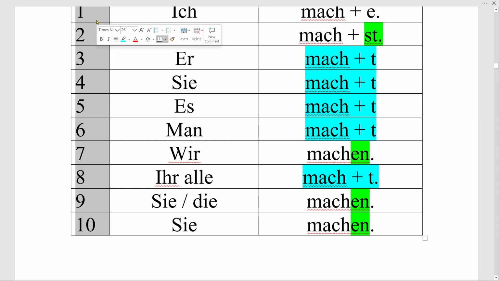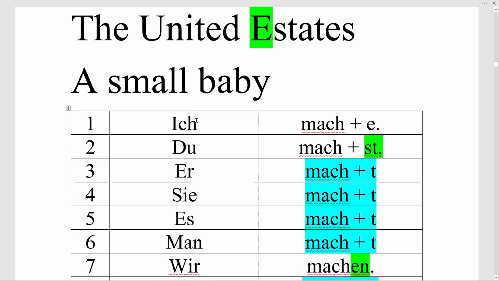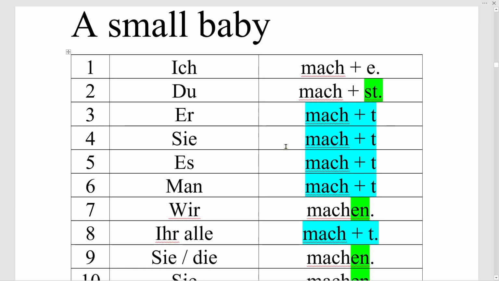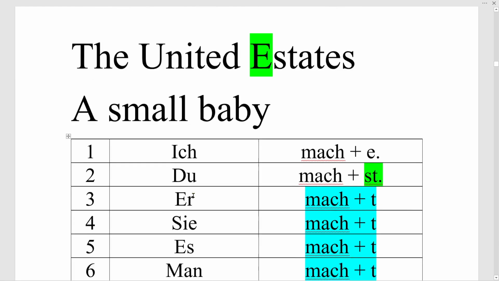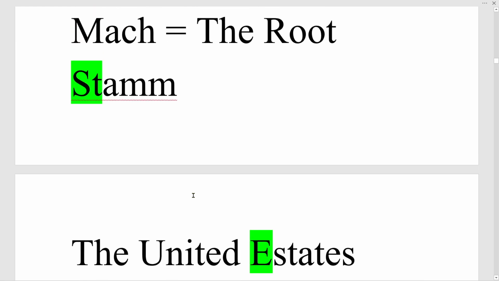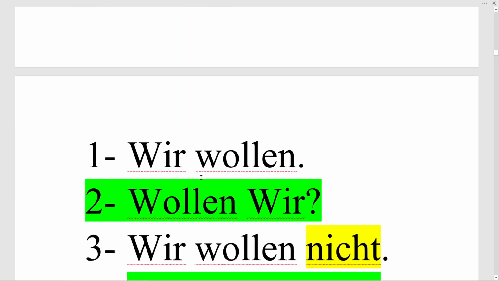Now I want you to remember that. This is what we have learned so far: ich mache, du machst, er macht, sie macht, es macht, man macht, wir machen, ihr alle macht, sie die machen, and Sie machen. So guys, this is basically the simple present in German, which was lesson number 3.